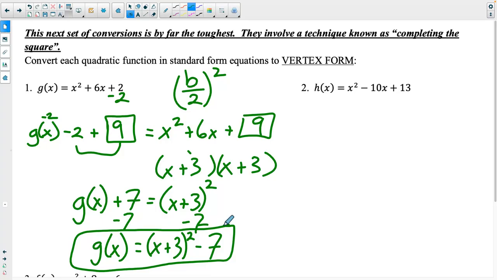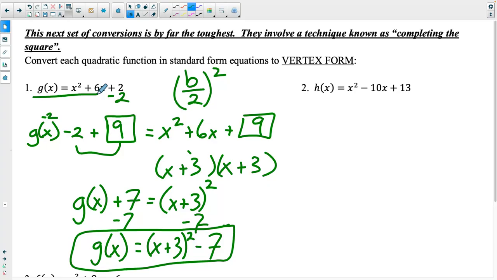What's the vertex of this? Negative 3 and 7. Yeah. So if I ask you what's the vertex of this, you can't tell me. You would do some work and you would get an answer. We can change form so that we can see what we want.